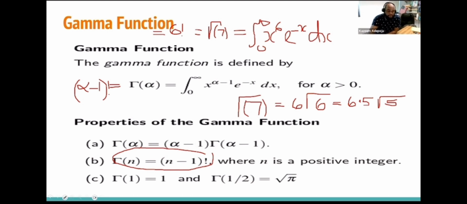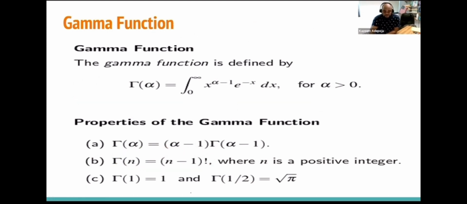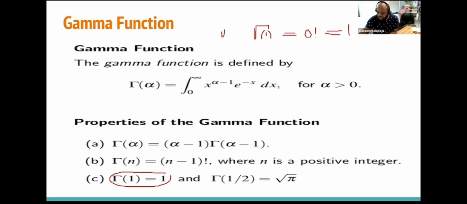Now another thing that I want us to know is the fact that gamma 1 is going to be equal to 1. If you take a look at this, gamma 1 is going to be called 0 factorial, right? And of course, you all know 0 factorial equals 1. That's how it has been derived to be equal to 1. So because of that, we're going to say gamma 1 is basically equal to 1.